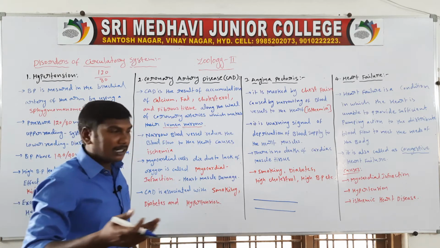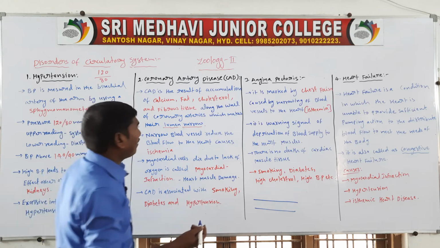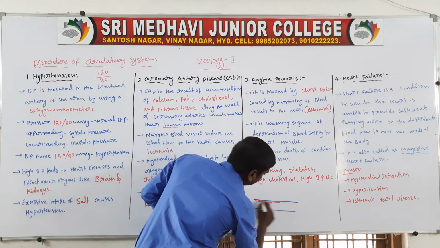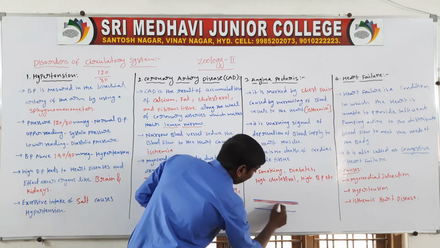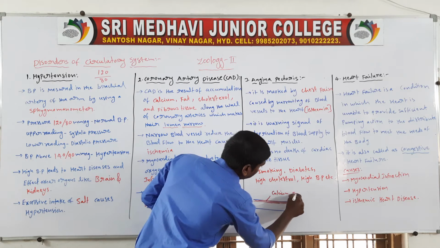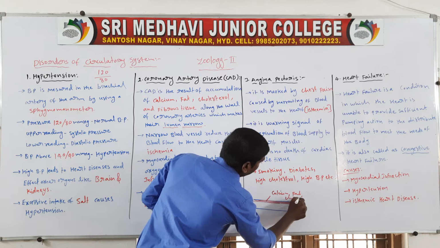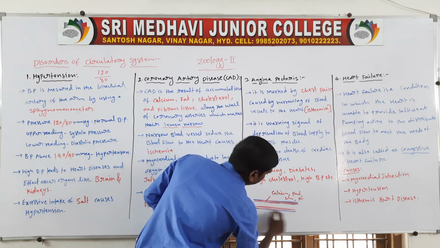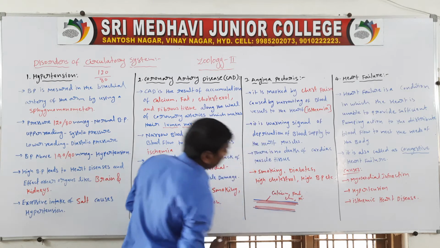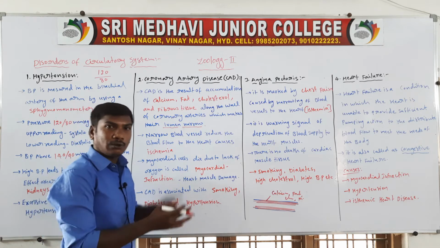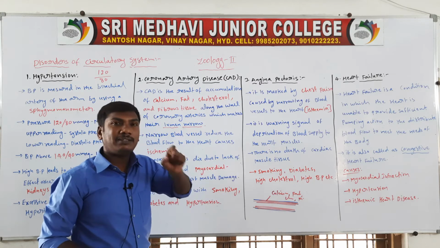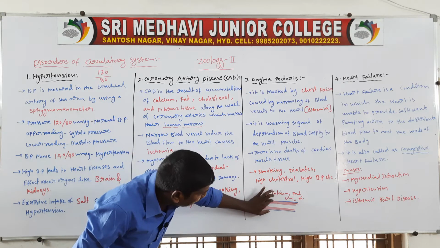So there is an accumulation of calcium, fats, cholesterol and fibrous tissues in the wall of the coronary artery. This decreases the lumen of the coronary artery.